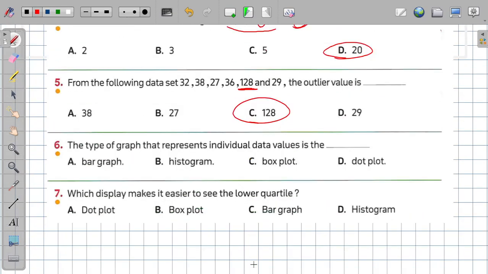Next, the type of graph that represents individual data values is what? I think if we deal with individual data, we deal with dot plot. Next, which display makes it easier to see the lower quartile? I told you, if we want to see the lower quartile, the median, and the upper quartile, I think we need the box plot.